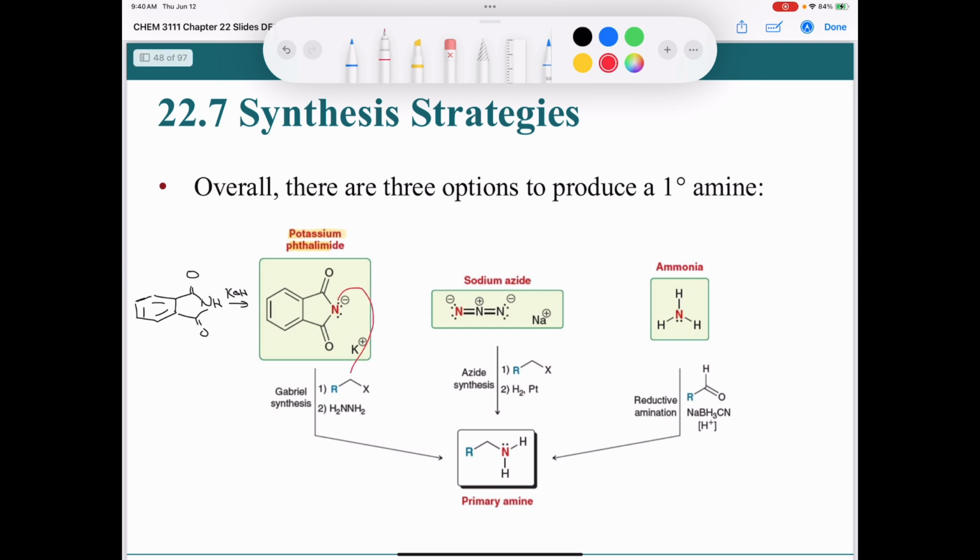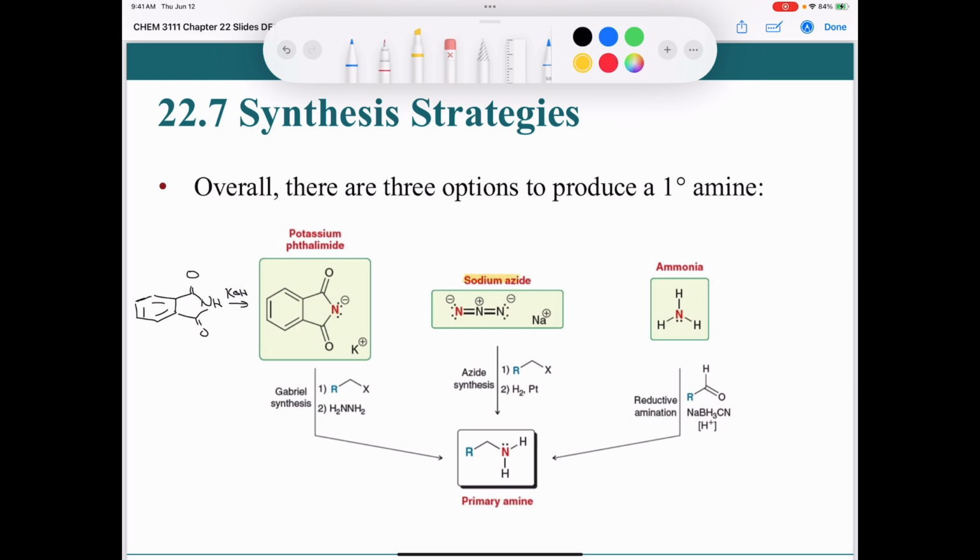an SN2, nucleophilic attack, loss of leaving group. And then you remove this whole portion of the molecule using the hydrazine. And so you incorporate your nitrogen to make your primary amine. You can also use sodium azide to make a primary amine.